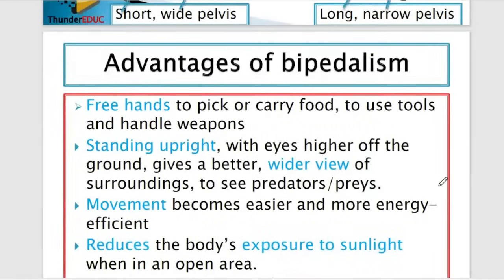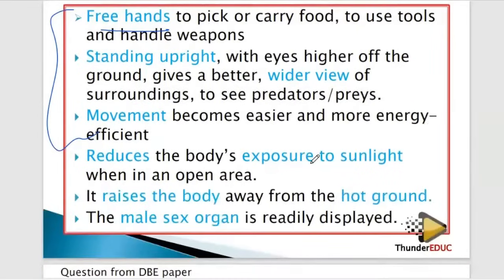I want to talk about the advantages. At least go when you know 3 of them. Free hands so that you can pick food, and standing upright, the eyes are high off the ground, so it's a better view. You understand? You think why ladies like to put on high heels so they can see far. Why? Because you're off the ground, so that you can see exactly what is happening there.